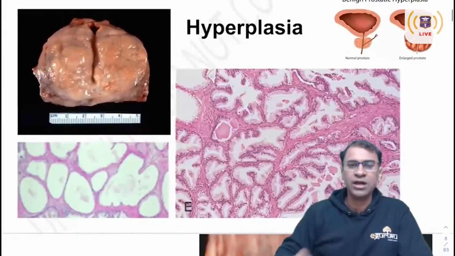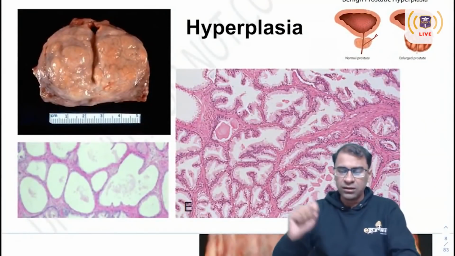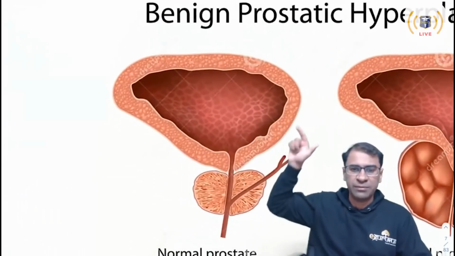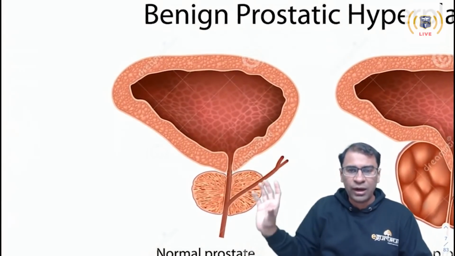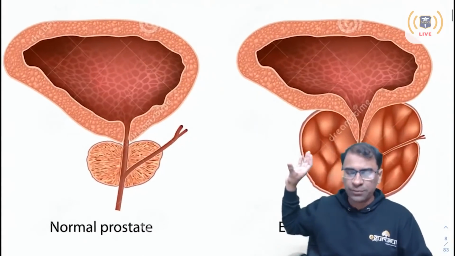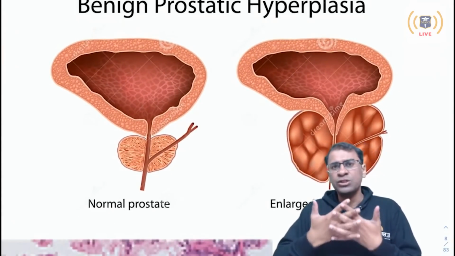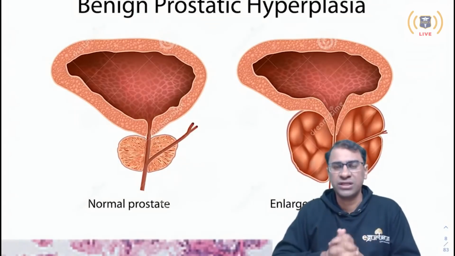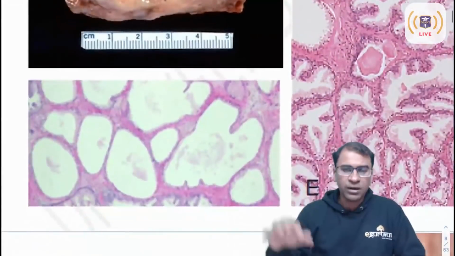Okay, few more examples. Look at this example. Now this is a normal prostate here. This is the bladder, urethra, and look how the prostate is located there. Okay, and what you're seeing is an enlarged prostate here. The prostate enlargement is usually due to the increase in dihydrotestosterone, which is the male sex hormone.